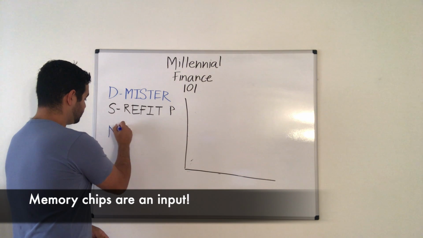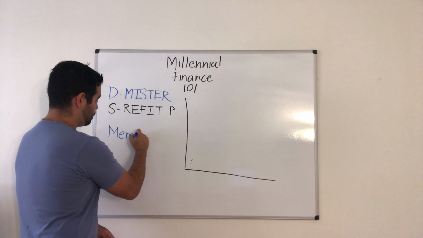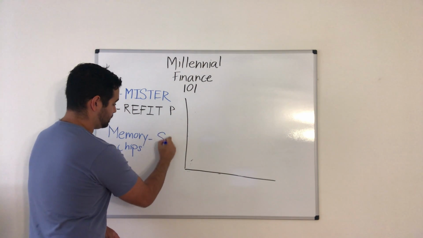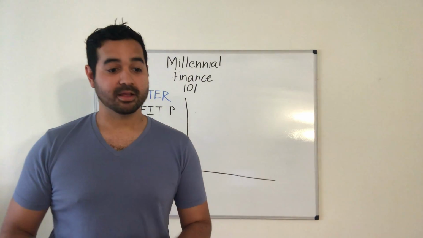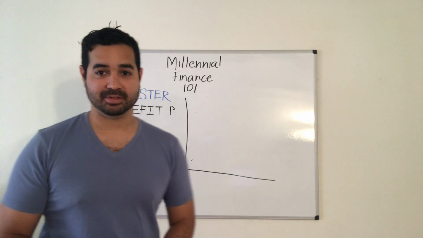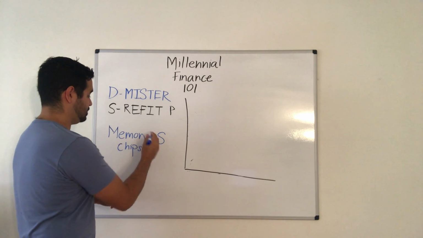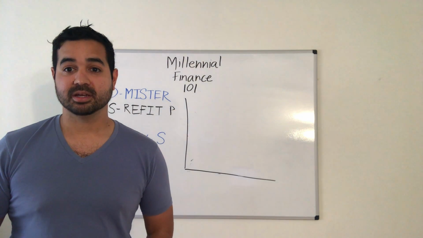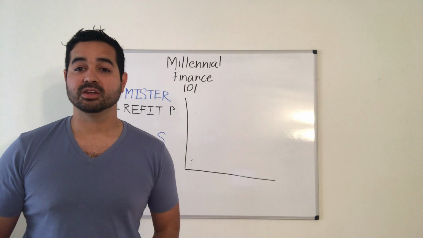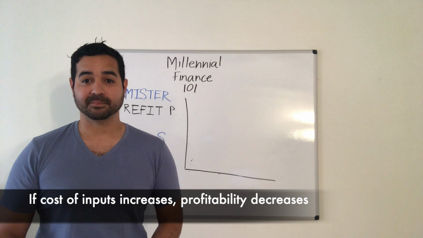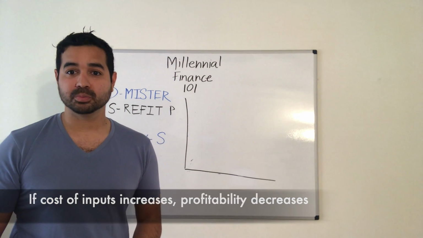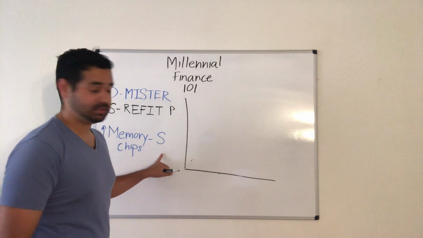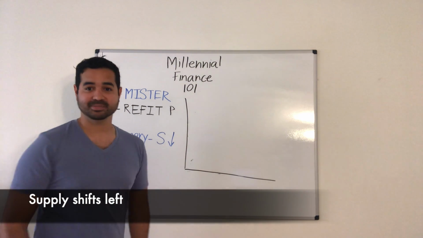So, memory chips, we know that's going to affect supply, right? So it tells us here the price of memory chips increase. So if the price of the memory chips increase, what does that mean? That means for suppliers, your inputs are more expensive, you are making less of a profit. What happens when you make less of a profit? Well, you produce less because you're not making the same amount of money. So if the price of memory chips increase, we will expect our supply to decrease.